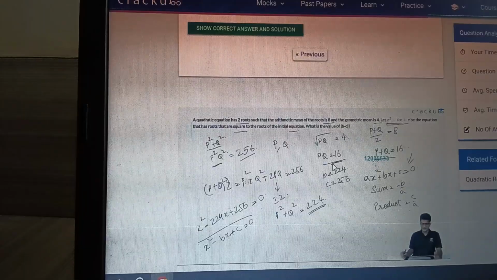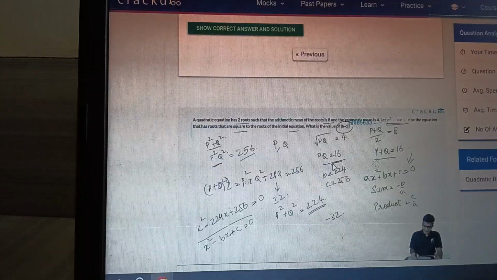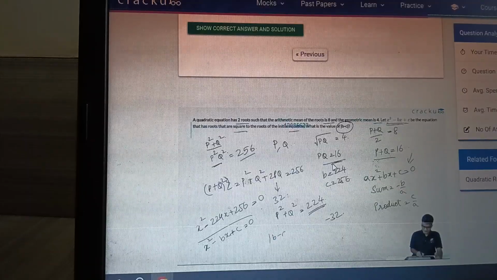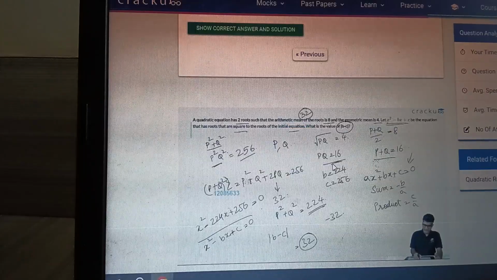So the value of b minus c will be minus 32. We are asked to calculate the absolute value of b minus c. This is equal to 32. So the required answer is 32.